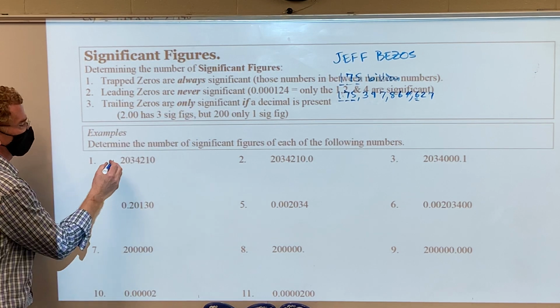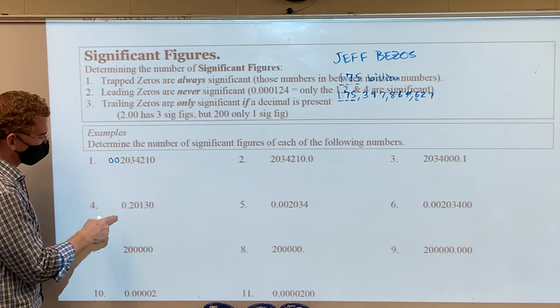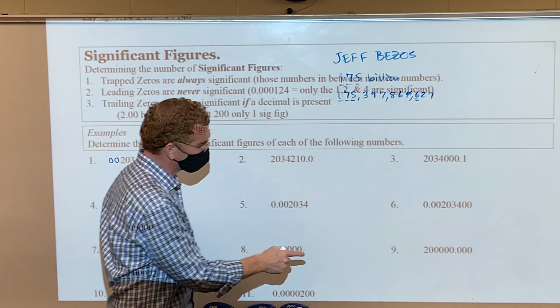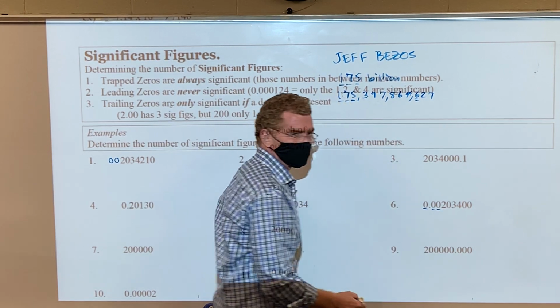Leading zeros are never significant. Now, we would never write a leading zero here, would we? We don't even put those there. But on decimals, sometimes you do have leading zeros. Okay? These leading zeros are not considered significant.